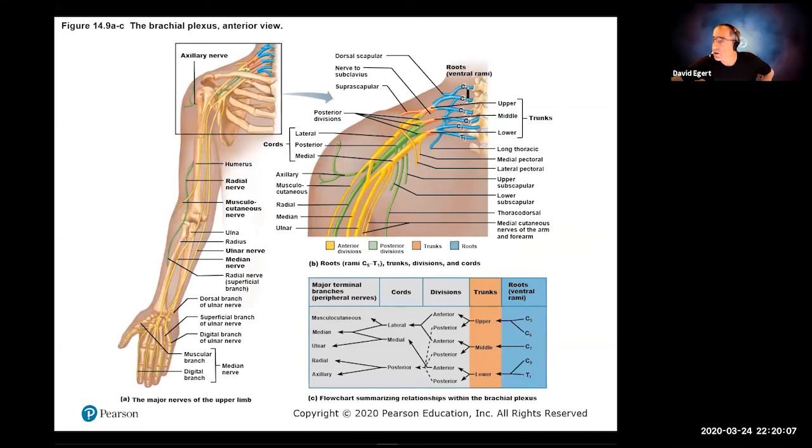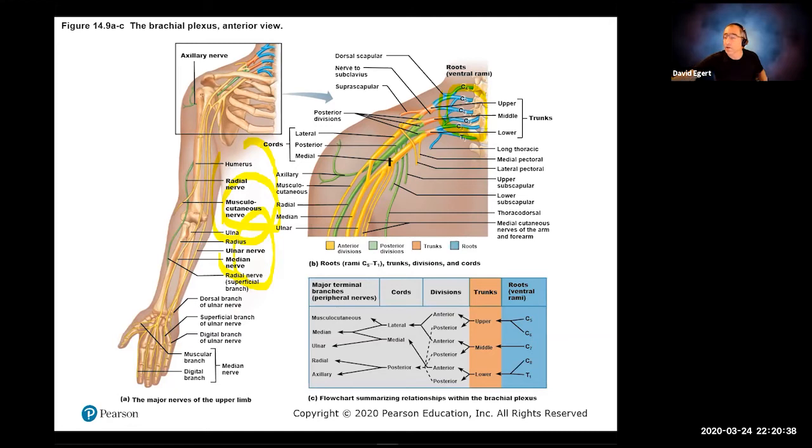yes, there are cervical spinal nerves, but then those get all entwined with each other to create these other nerves that have names, like the radial nerve, the musculocutaneous nerve, the ulnar nerve, the median nerve. And those arise from combinations of these different cervical spinal nerves. Those are going to be the nerves that have names that you need to know.